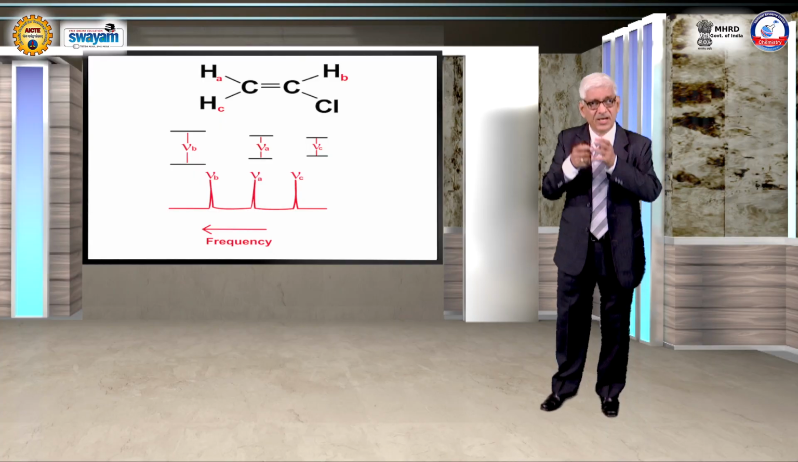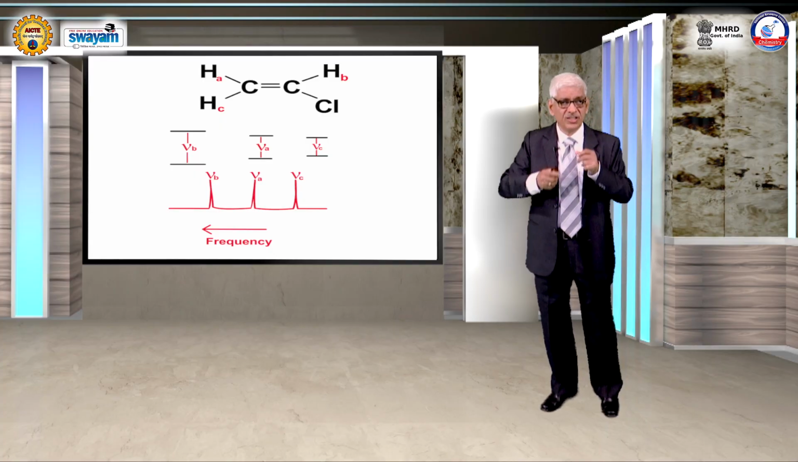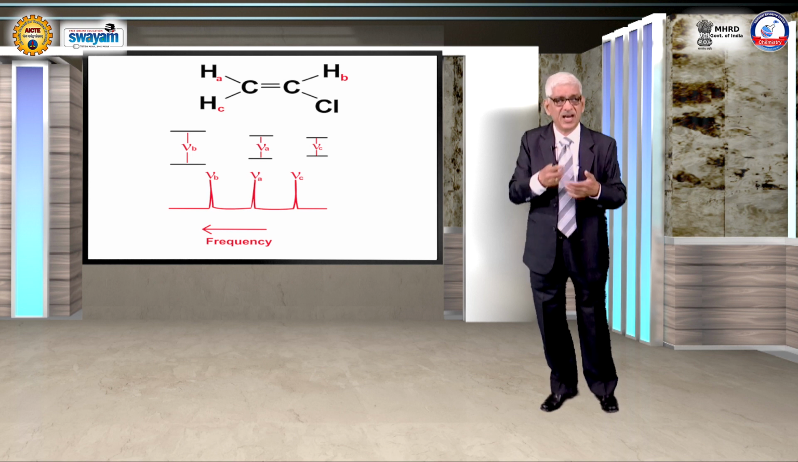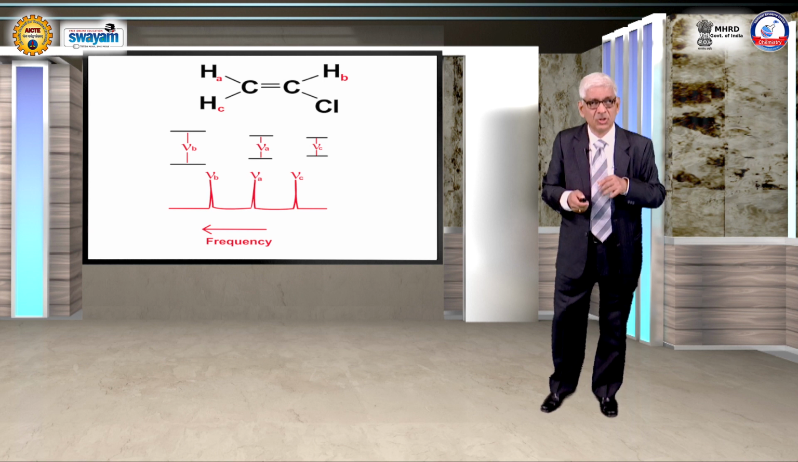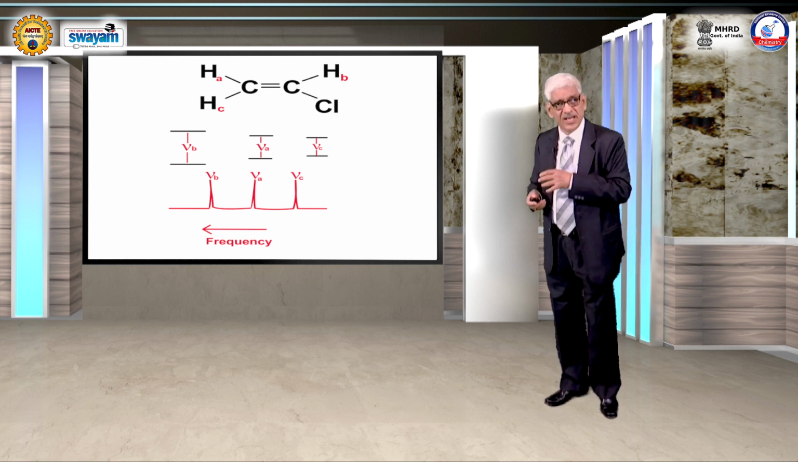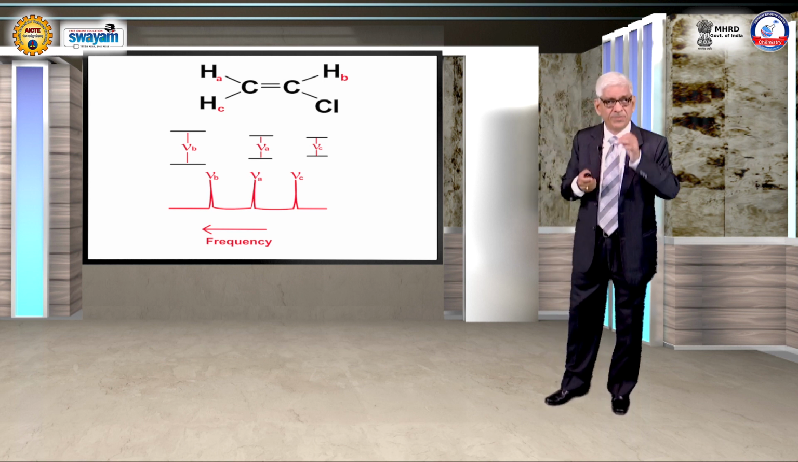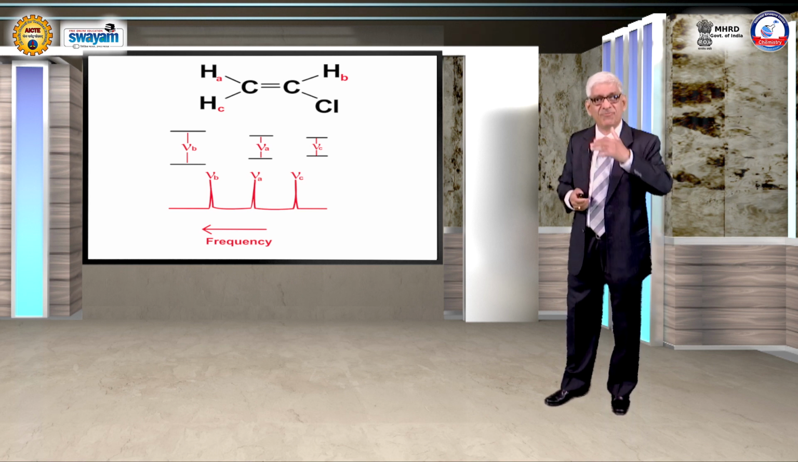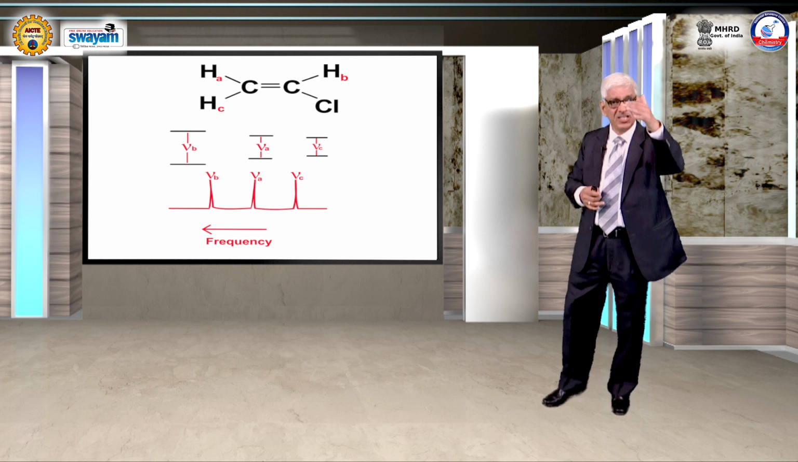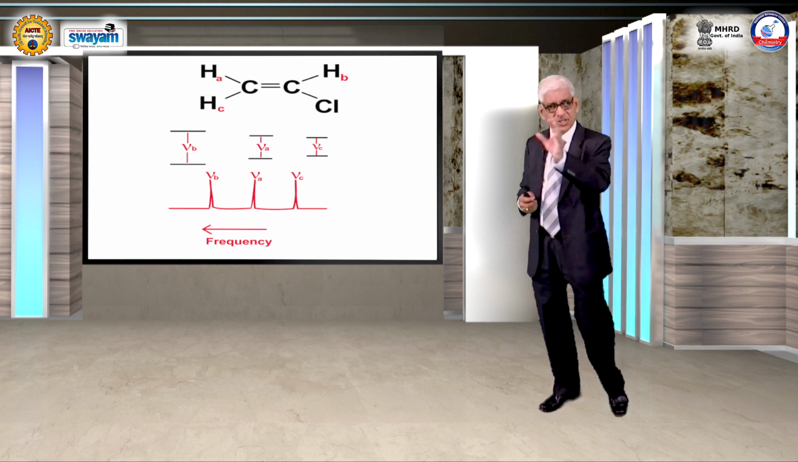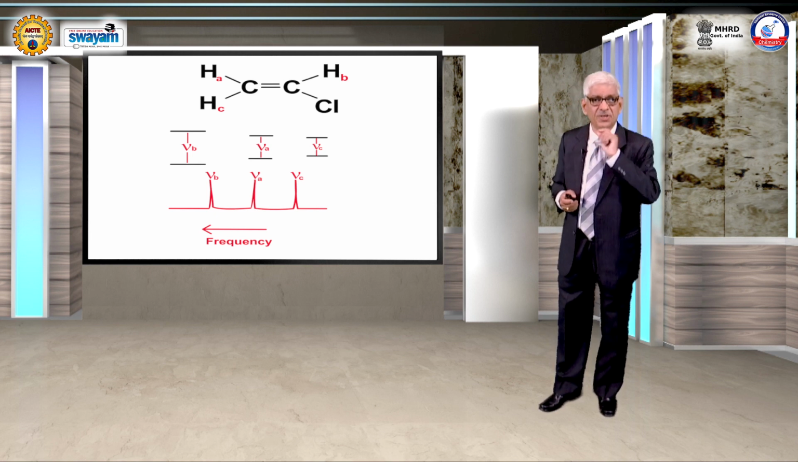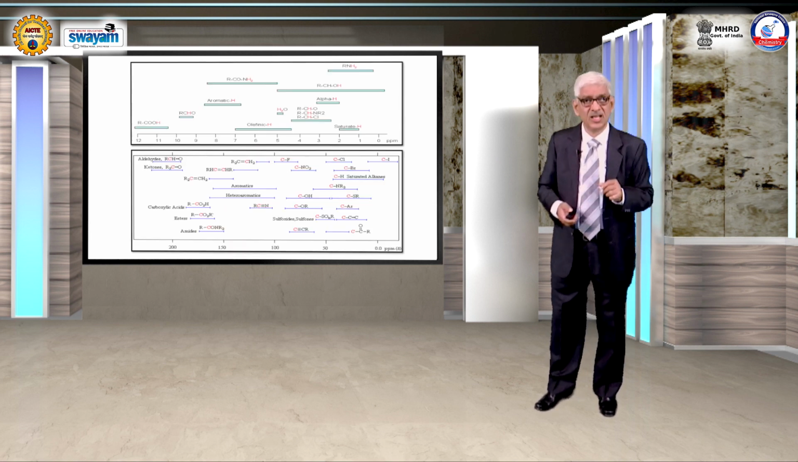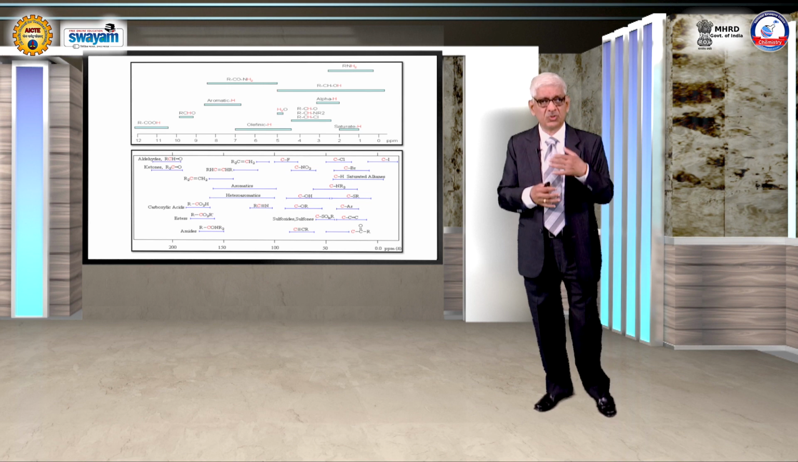So wherever the electron density is very, very low, the field seen will be the highest, and therefore that will absorb energy at the highest frequency. So in this particular case, you see the B proton absorbs energy at the highest frequency, followed by A and followed by C. Therefore, in this molecule there will be 3 resonance frequencies, which are called nu A, nu B and nu C. So chemists use this quite extensively.